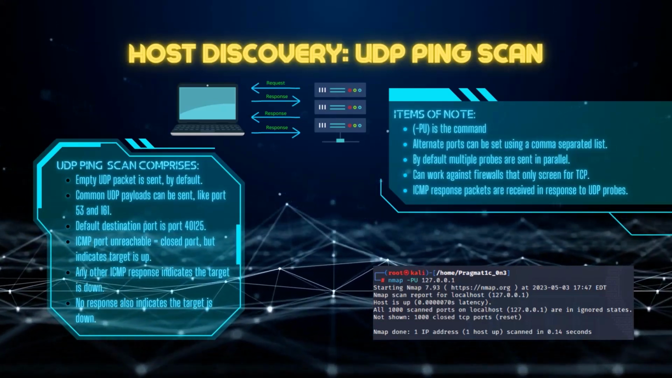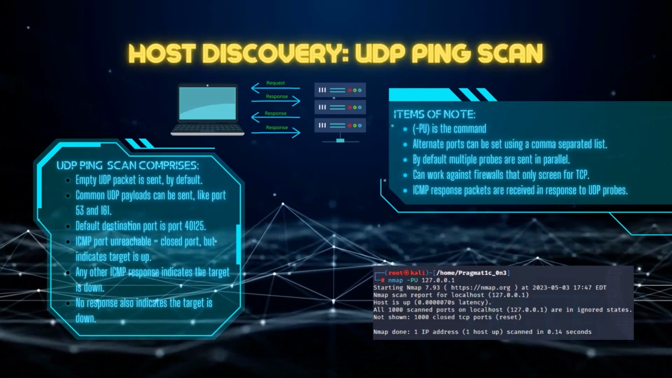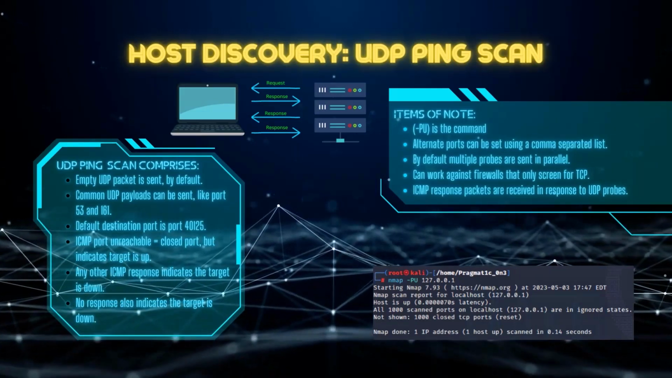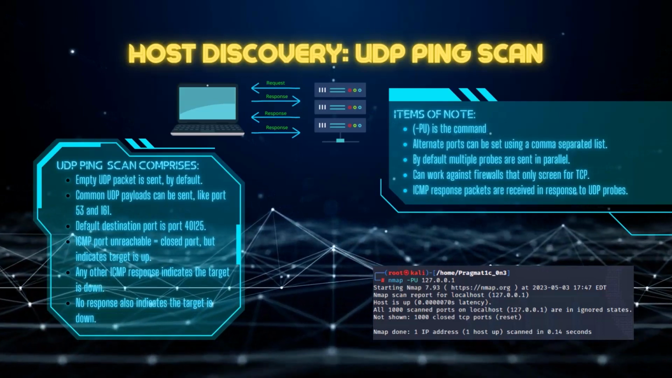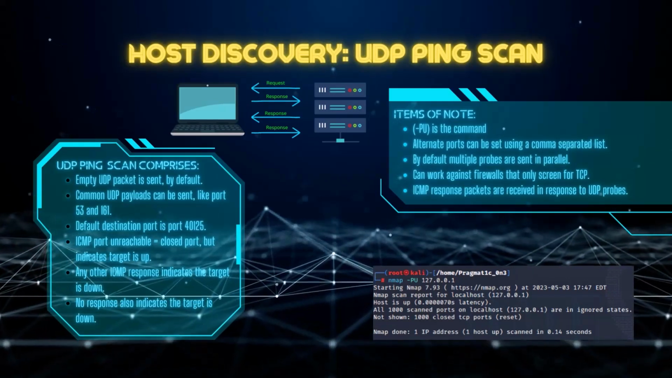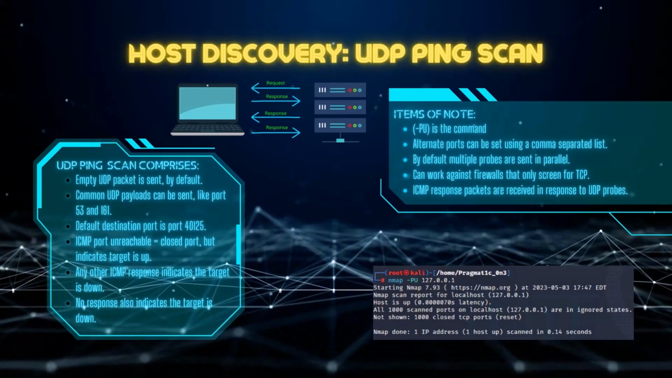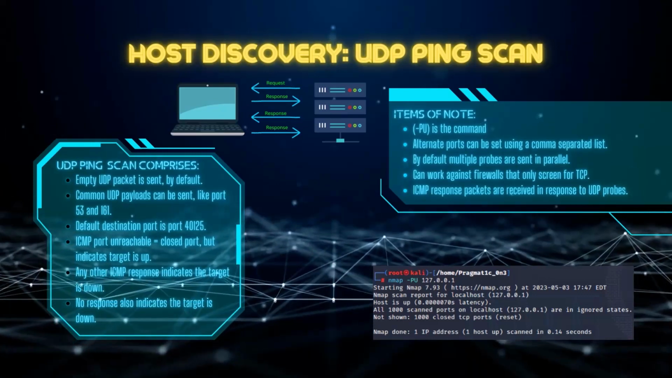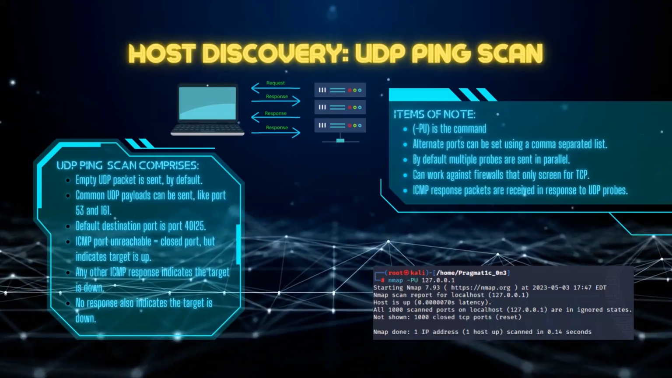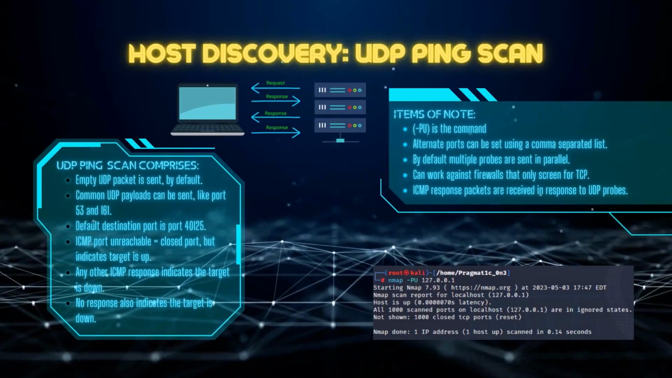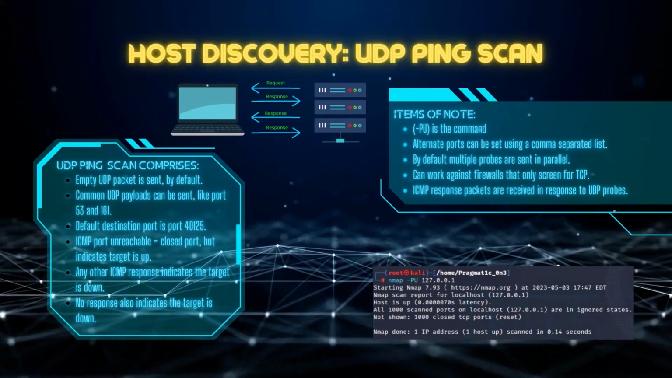Closed ports should generate an ICMP port unreachable packet in response, indicating that the target is up, while other types of ICMP errors or no responses indicate an unreachable or down host. The UDP ping can bypass firewalls and filters that only screen TCP, as shown with the Linksys wireless broadband router that filtered TCP ports but could not detect UDP probes.